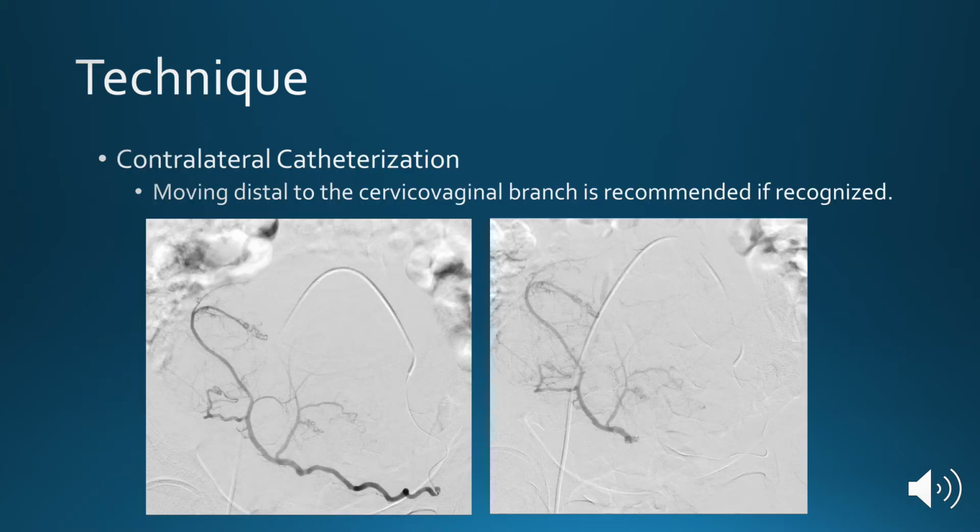This is another example of a cervical vaginal branch. On the image to the left, you can see the catheter tubing near the lower right-hand portion of the image. This is a uterine arteriogram, and just a few centimeters beyond the tip of the catheter, you can see the cervical vaginal branch arising inferiorly from the transverse portion of the uterine artery. As a result, if you look at the image on the right-hand portion of the slide, you can see that we repositioned the catheter to be distal to the cervical vaginal branch.